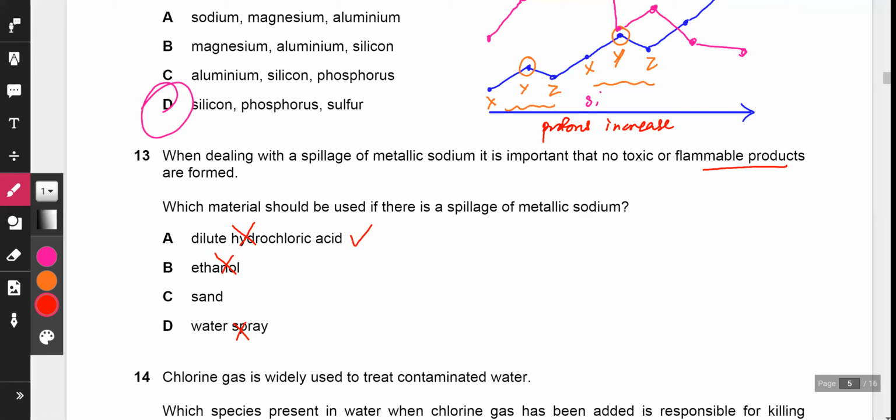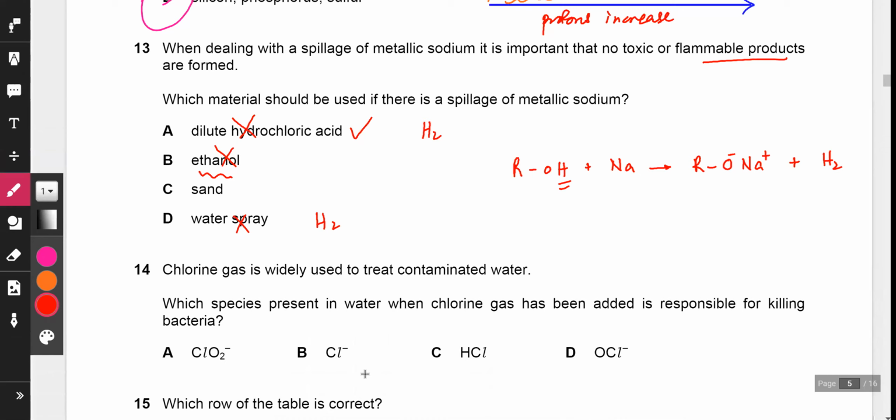Sodium with acid would produce hydrogen gas. Sodium with water would definitely produce hydrogen gas. And remember, alcohols are very weakly acidic. They would also react with sodium, but very, very slightly, and they would produce a salt, and H2 gas would be produced. The H in the OH would get knocked out by the sodium. So that would also happen in this case as well. So you're left with sand. In sand, no flammable product would be formed, no hydrogen gas would be formed.